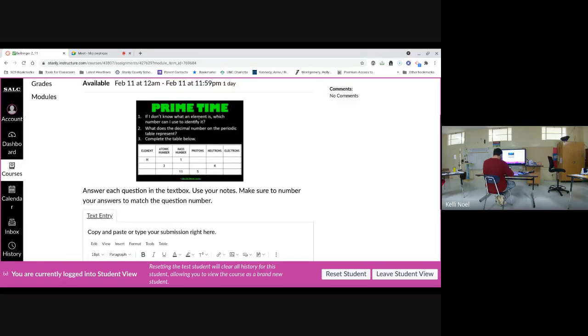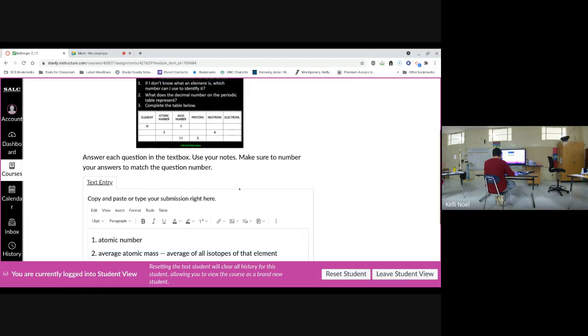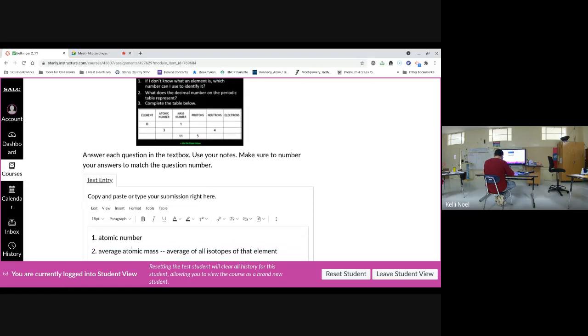Okay, so if you don't know what an element is, which number can you use to identify it? What number on the periodic table? Atomic number, that's the number at the top of the box on the periodic table. So type number 1, atomic number. What does the decimal number on the periodic table represent? That's the number at the bottom, and it has to do with mass. It's actually the average atomic mass. What that means is it's an average of all the isotopes of that element. So average atomic mass.